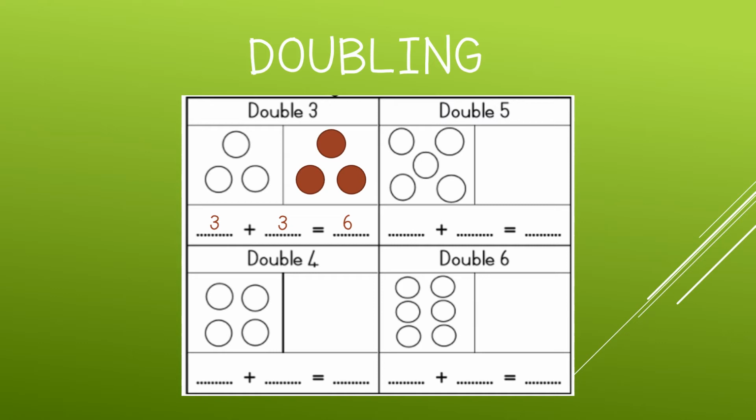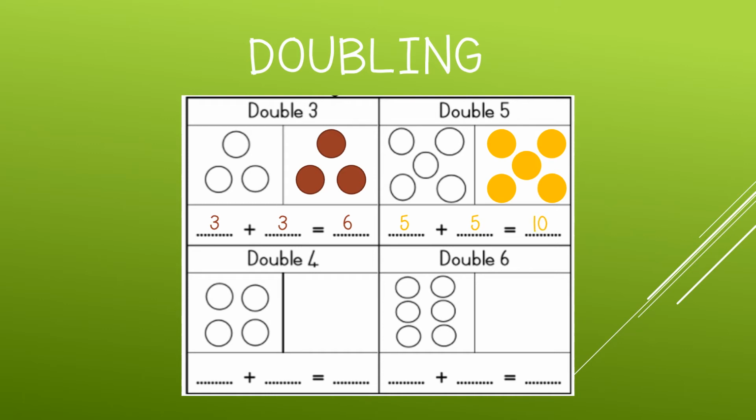My next example is double 5. I already have my 5 circles. 1, 2, 3, 4, 5. So now let us draw 5 more. 1, 2, 3, 4, 5. And now let's draw a sum. 5 plus 5 is equal to 10.